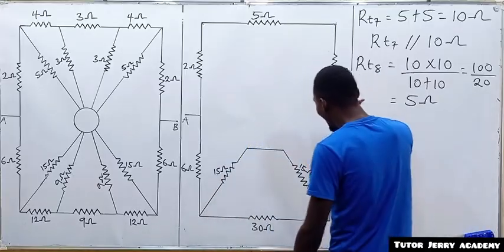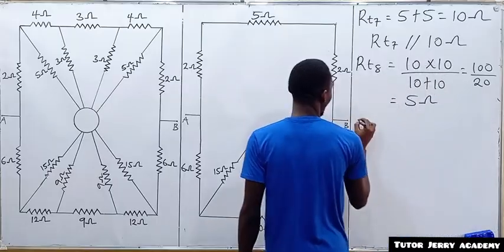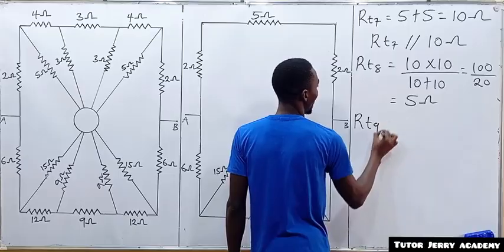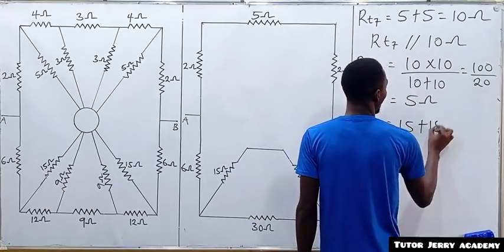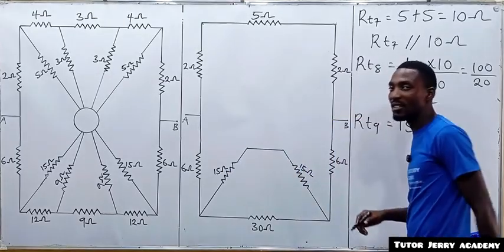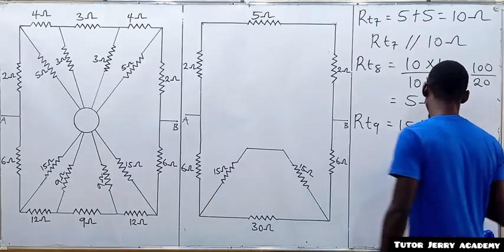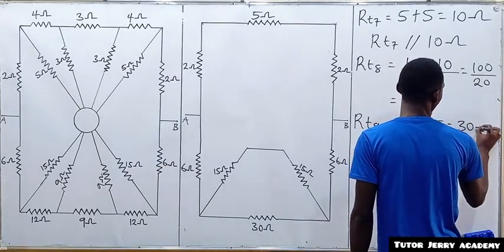All right. So here again, let's use RT9. RT9 will be equals to 15 plus 15. Why is it 15 plus 15? It is because they are in series. All right, so this is going to be 30 ohms.